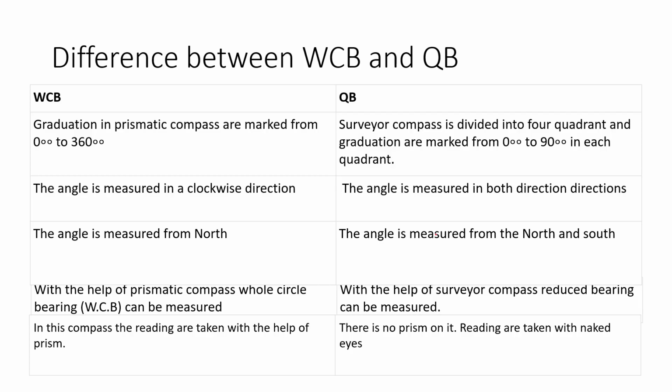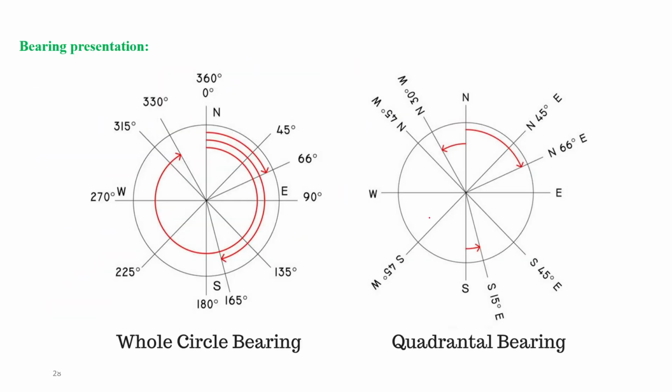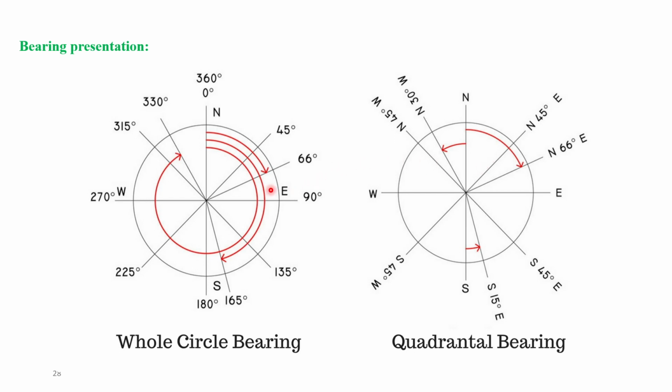Now, one theoretical question: what is the difference between the WCB system and the quadrantal bearing system? Here, once again, I am going towards this point. In the WCB system, the angle variation will be 0 to 360. But in QB, it will be 0 to 90 variation. Is it correct? The first difference is this.